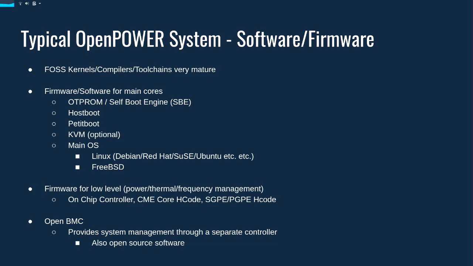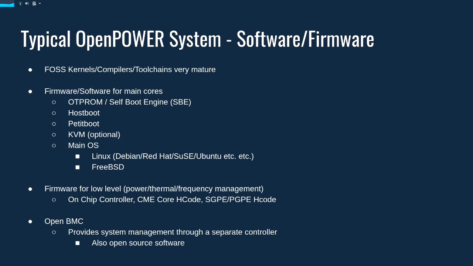The firmware and software on the main cores, I went with that set of progressions there. Tried it both ways around. That seemed to make most sense. The self-boot engine, or SBE, is where things kick off, and that's a progression of a boot process all the way up to either running KVM or running your main operating system. All the standard Linux is supported, and the FreeBSD port is quite mature as well.